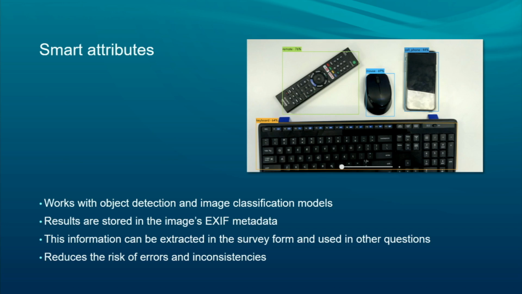So moving on to the Smart Assistant features that we have in the Survey123 field app. The first one is Smart Attributes. The objects detected in an image are stored as JSON in the image's EXIF metadata, which you can then extract in the form, and you can use that as the answers in other questions, or you can use it to apply constraints and so on.